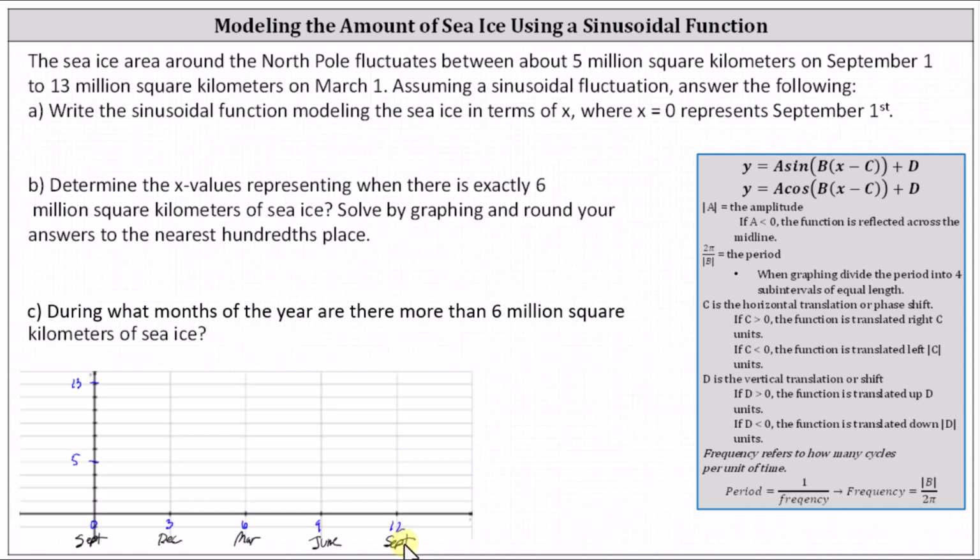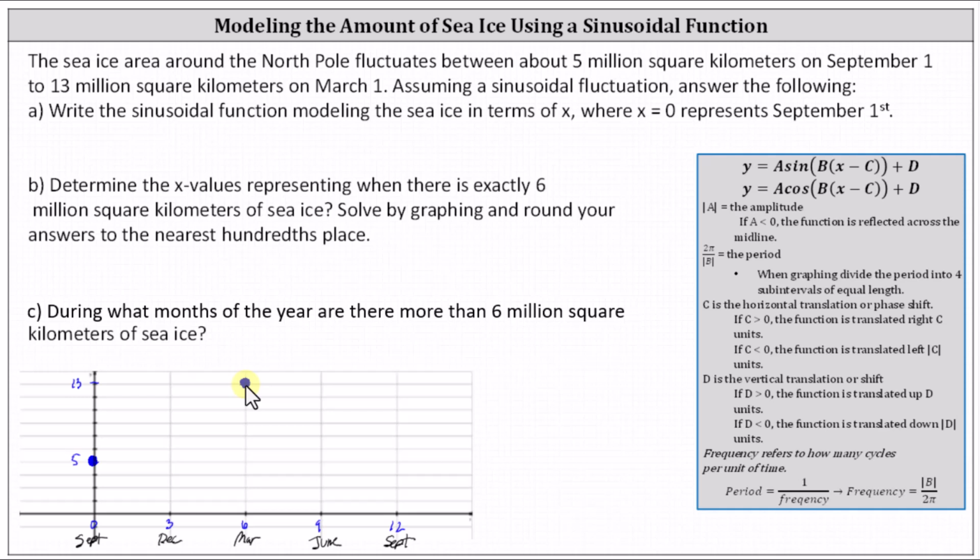We're told on September 1st, the ice level is 5 million square kilometers. This indicates the point (0, 5) is a point on the graph, which is a minimum. And then the ice reaches a maximum of 13 million square kilometers on March 1st, which is when x equals 6. So (6, 13) would be another point on the graph.